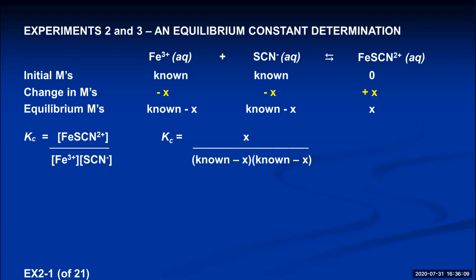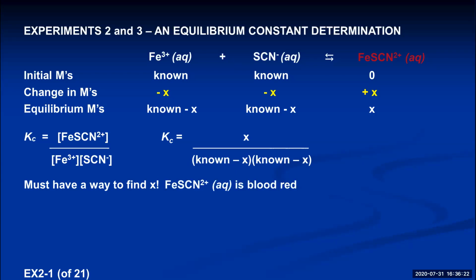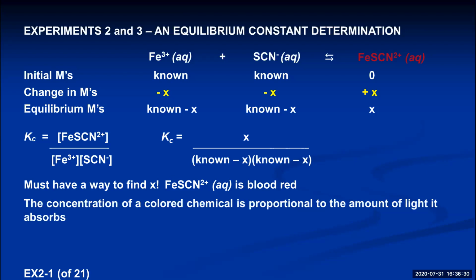But in order for us to be able to do that, we have to be able to calculate what X is. And the way we're going to find out what X is has to do with the product in this chemical reaction. The FeSCN2+ complex ion actually has a blood red color when it's dissolved in water. That's going to help us to determine X, because it turns out that the concentration of a colored component is always proportional to the amount of light it absorbs. And so we're going to try to measure how much light an equilibrium solution absorbs so we can know what the concentration of the FeSCN2+ is in that solution.